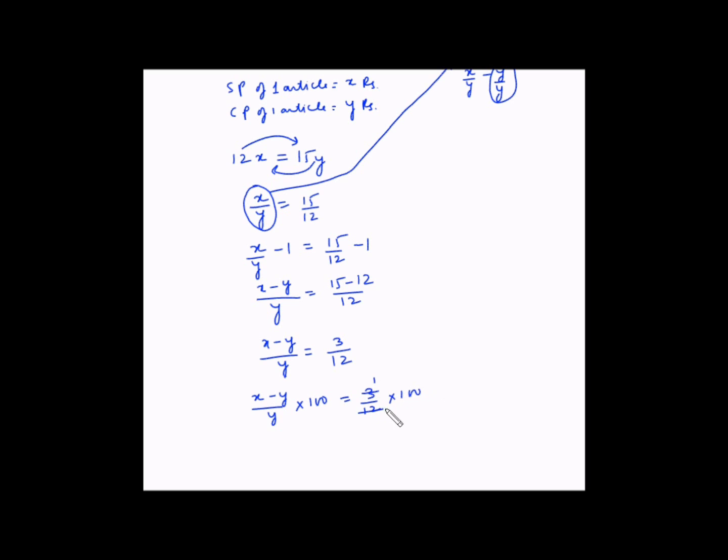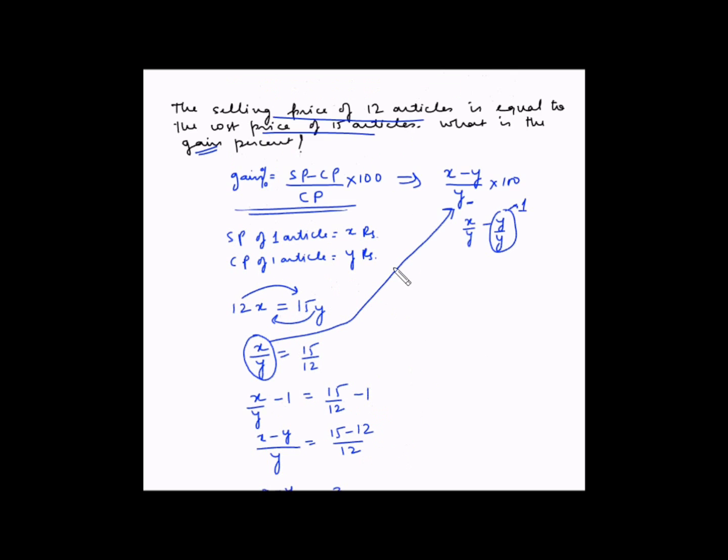So 3 ones are 3, 3 fours are 12. So again 4 ones are 4, 4 twos are 8, to carry over, 4 fives are 20. So this is equal to 25%. So the profit percent or the gain percent is equal to 25%.